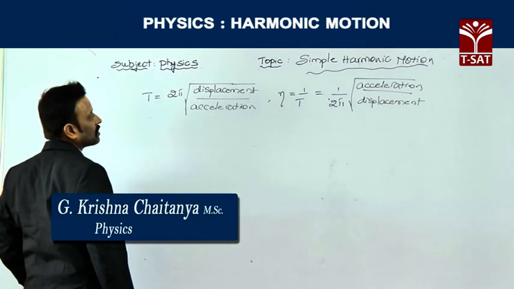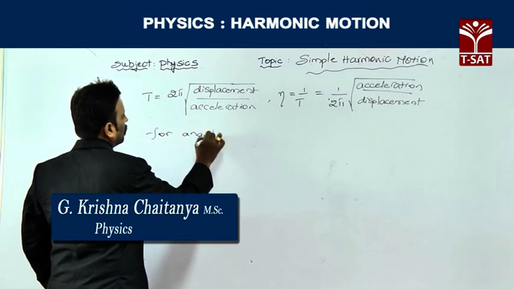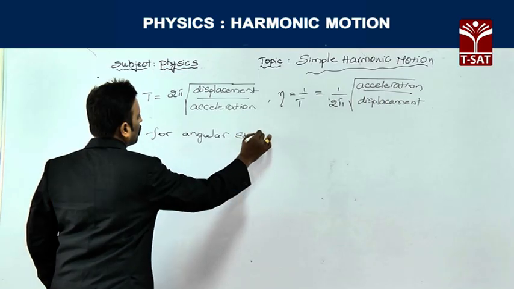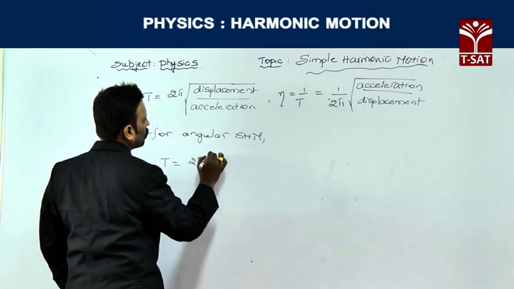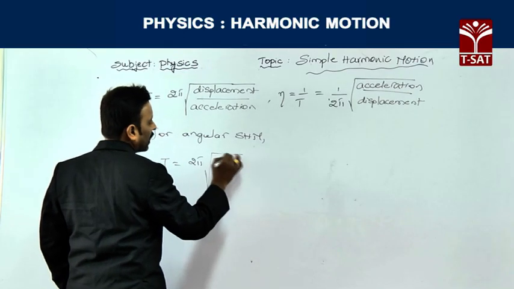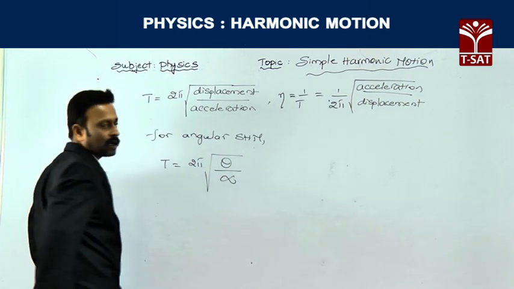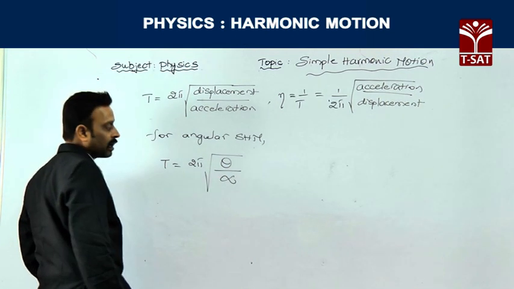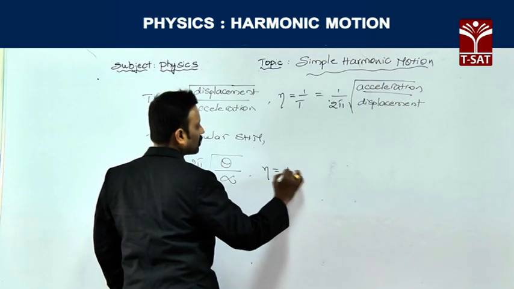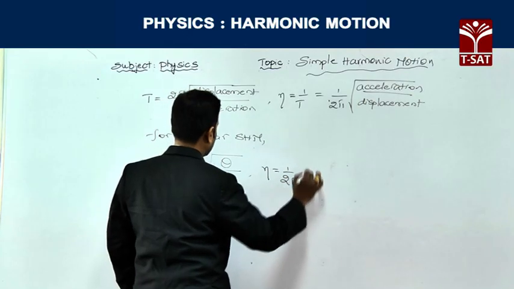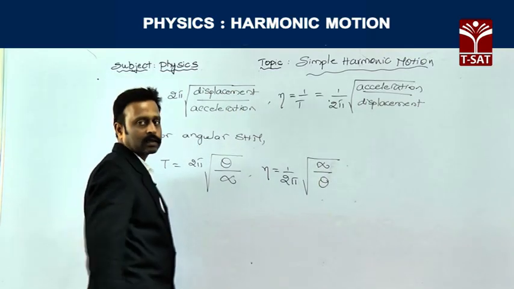For angular simple harmonic motion, time period T is equal to 2 pi under root displacement, which is angular displacement theta, by acceleration, which is angular acceleration alpha. This is time period. So, what happens to the frequency then? Frequency is 1 by 2 pi under root alpha by theta. So, these are the relations for time period and frequency.